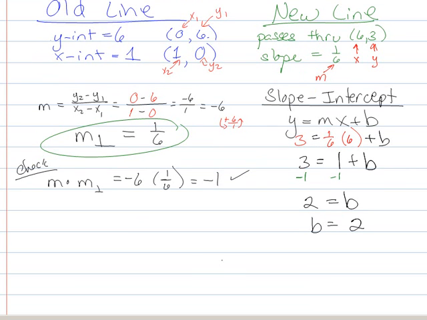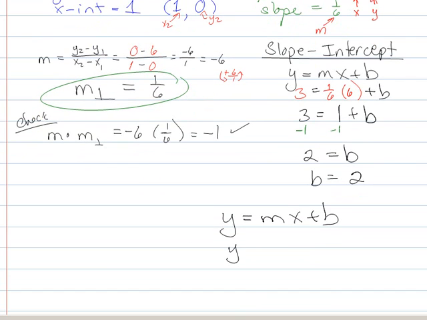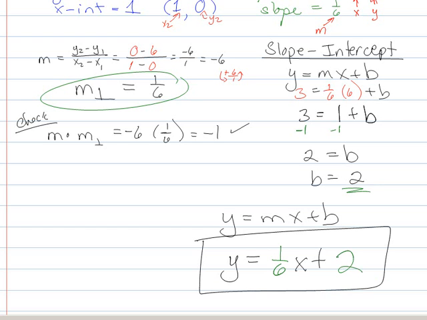Anyway, so when we're summarizing our y equals mx plus b, we can substitute. Our y is equal to mx plus b. Our m is 1/6, x plus b. 1/6 x plus 2. And that would be our solution.